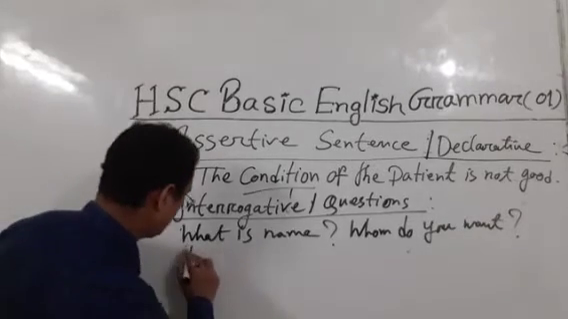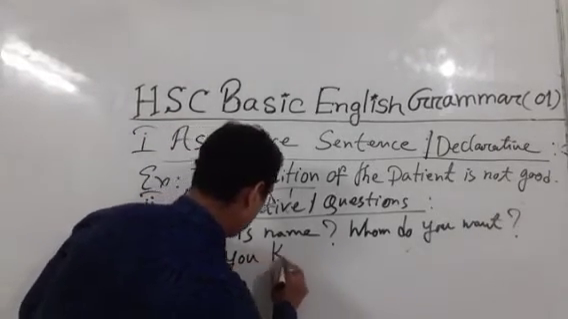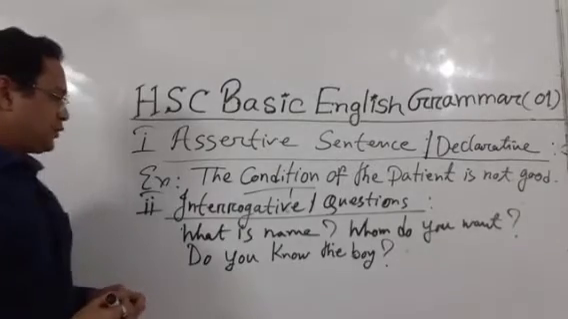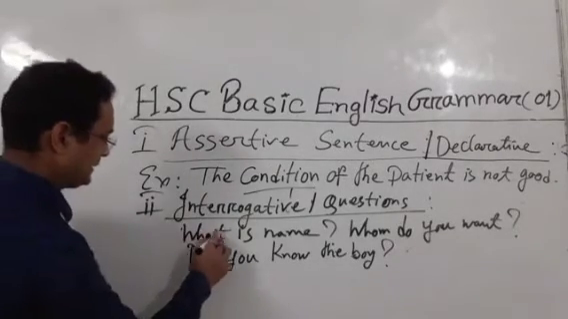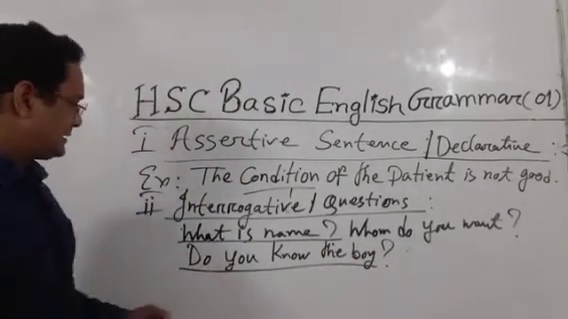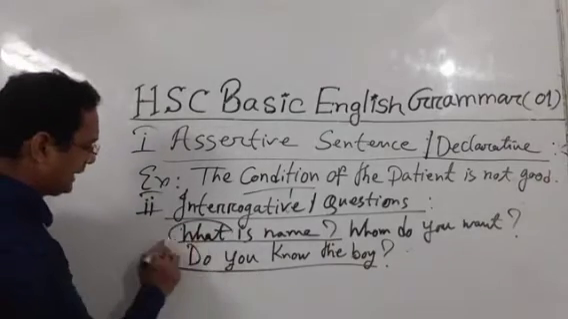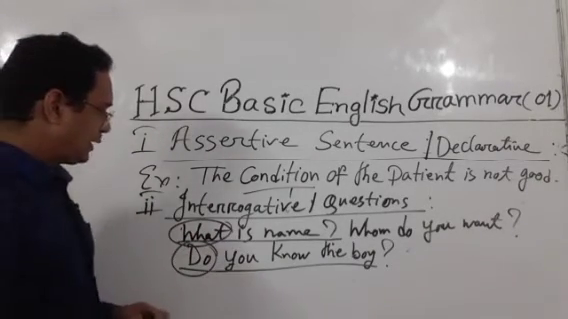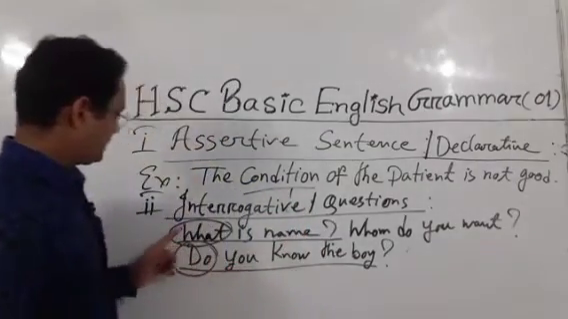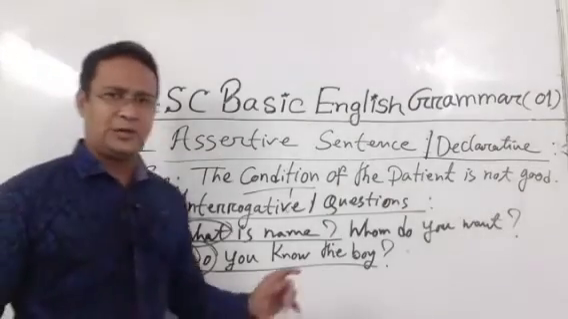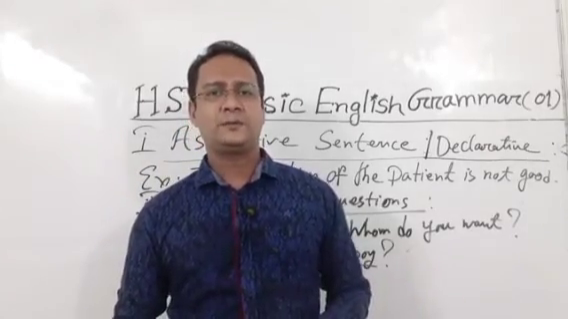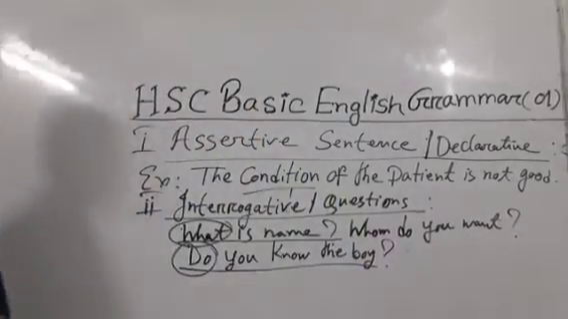Okay, another example. Do you know the boy? Okay, students, look at the sentences here. What is your name and do you know the boy? In these two sentences, we start with what and do. So there are two ways to ask a question. That means to make an interrogative sentence, there are two ways. They are WH questions and to be verbs. Do you have a clear idea about what the WH questions and the to be verbs are? Okay, I will discuss it.